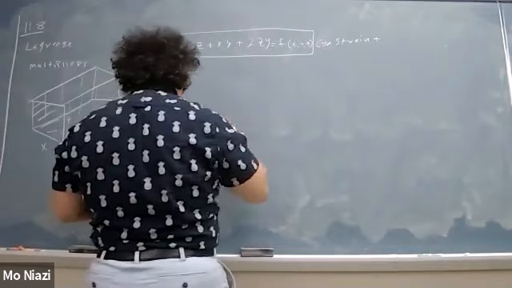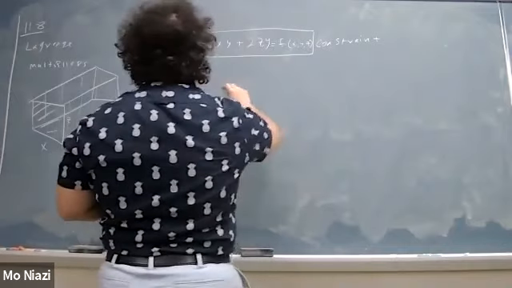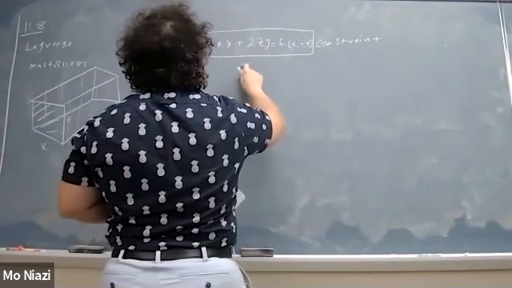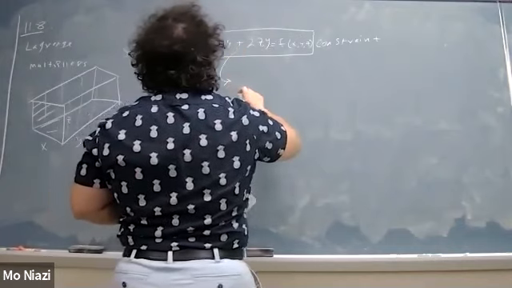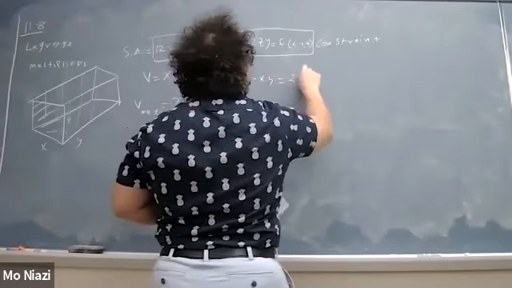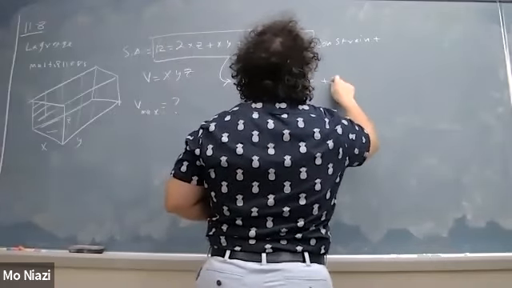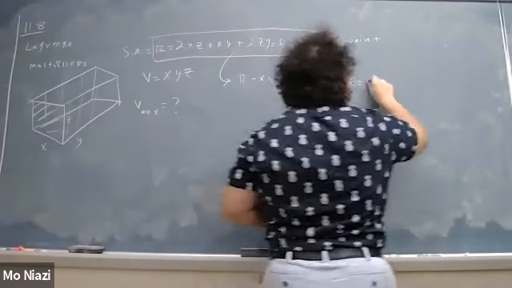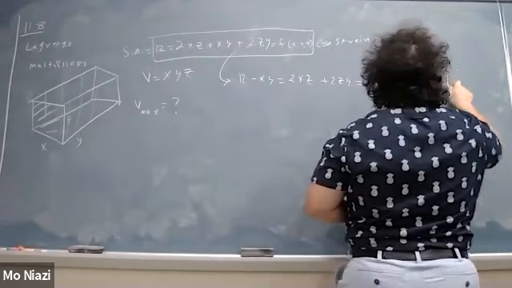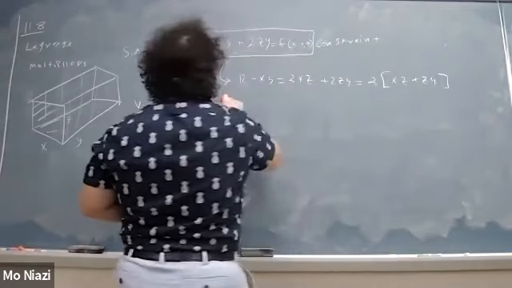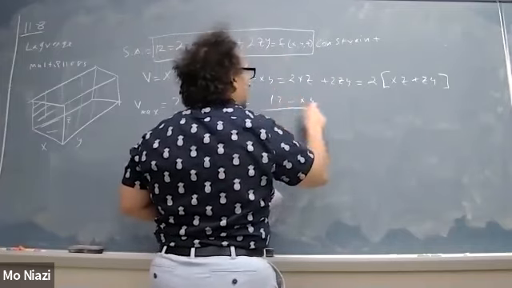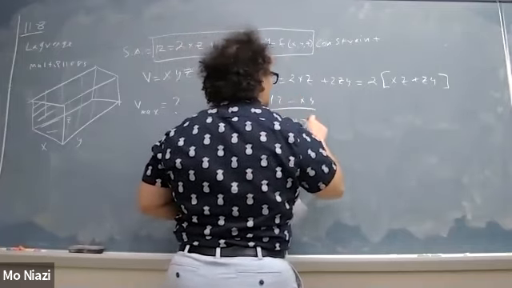So over here in this equation, notice that we can solve for z. Let's bring this equation over here. I get 12 minus xy is equal to 2xz plus 2zy. I'm going to pull out a 2 here. I get xz plus zy, and divide both sides. That means I get z is equal to (12 minus xy) divided by (x plus y).